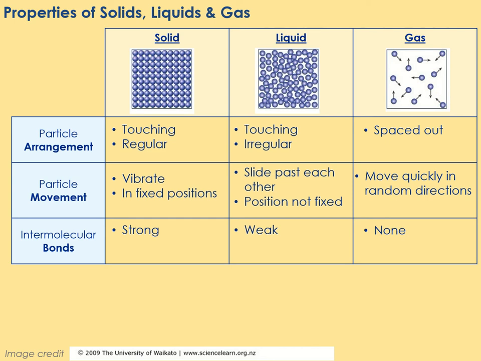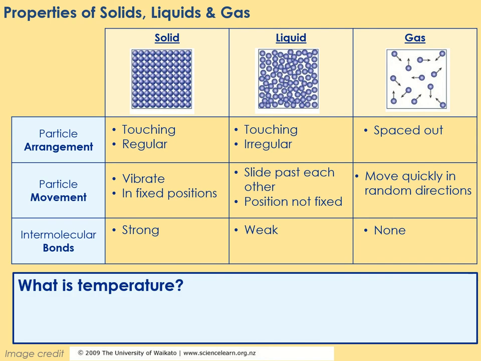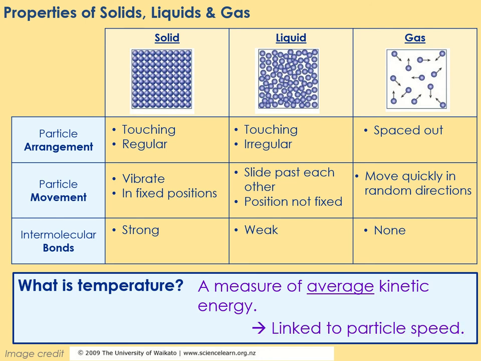You can change a substance from one state into another by altering the temperature, and that is because temperature is a measure of average kinetic energy. The reason I've underlined average is because if you get asked that in an exam, that is worth a whole mark. So if you just said kinetic energy, it's worth 1 mark, but if you say average kinetic energy, it is worth 2. Because it's linked to average kinetic energy and kinetic energy is movement energy, this also means that it's linked to particle speed. So as you go from vibrating to sliding past each other to moving quickly, the particle speed is increasing.